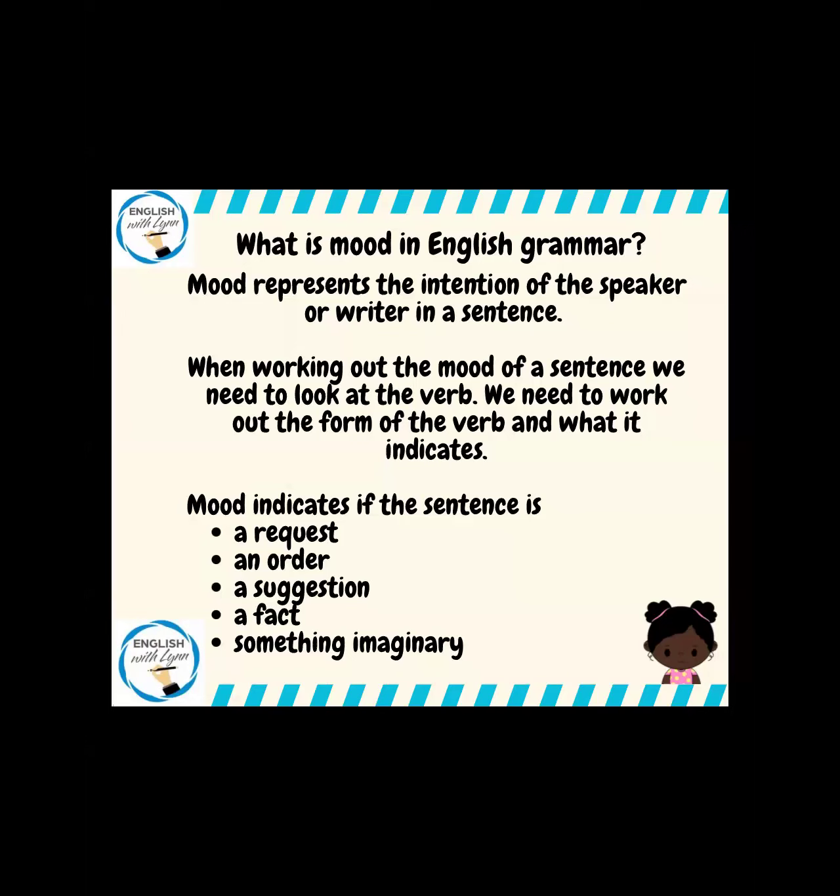Now, I'm sure that you have all learned about the different forms of the verb when it comes to creating tenses, but the different forms of the verb also help us to create different moods. And from this, we can then work out what the sentence is indicating. So it could be that the sentence is giving a request or an order. It might be a suggestion, a fact, or it could be that the sentence is about something that is imagined. Now, these different sentences are linked to the mood.